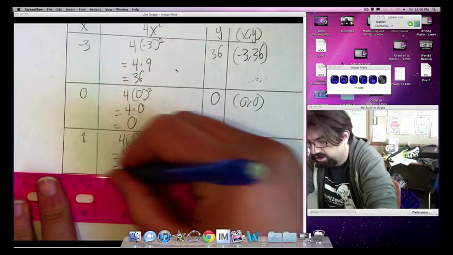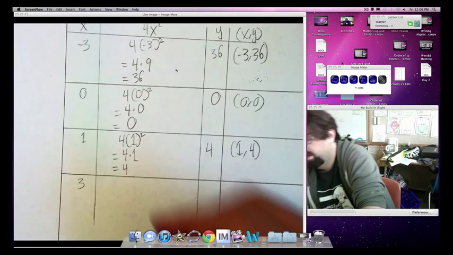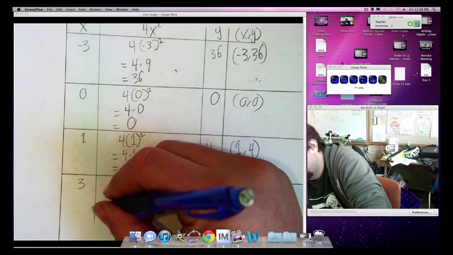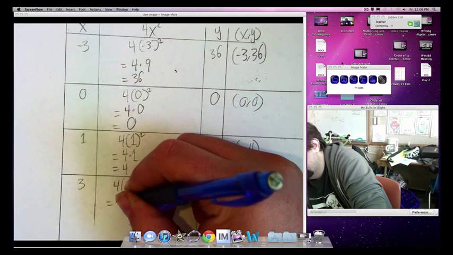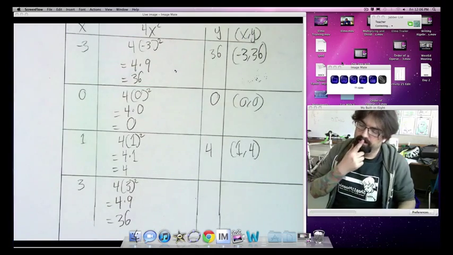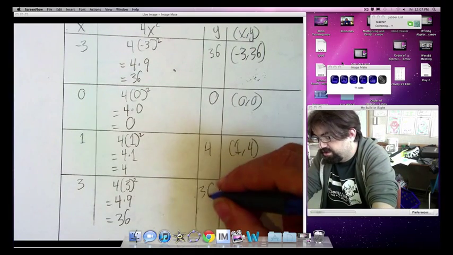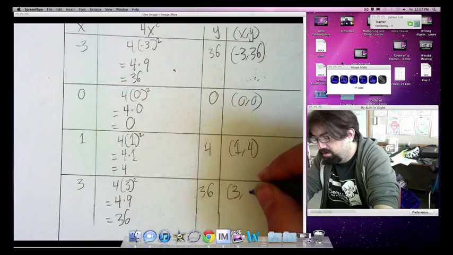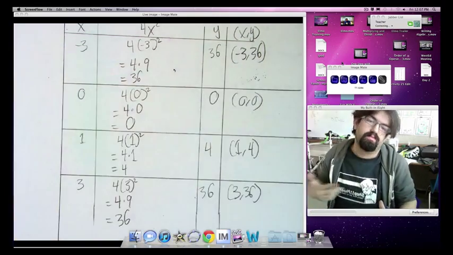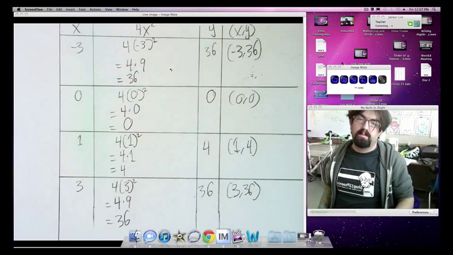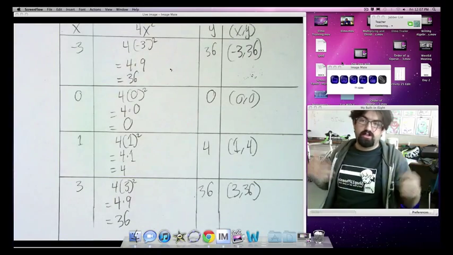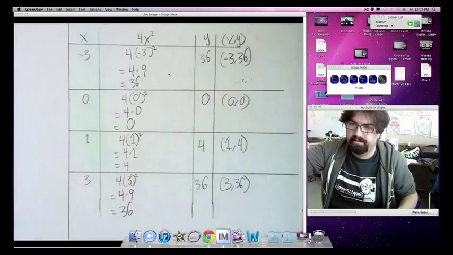That looks good. So plugging in 3. 4 times 3 squared. 3 squared is 9. 4 times 9 is 36. This seems really familiar. Interesting. I got the same number back again. 36, 36. Two different inputs might give you the same output. That's cool. That's quadratics for you.